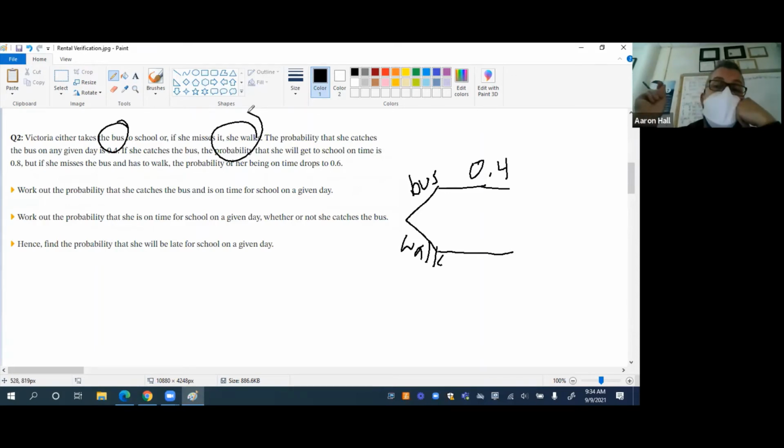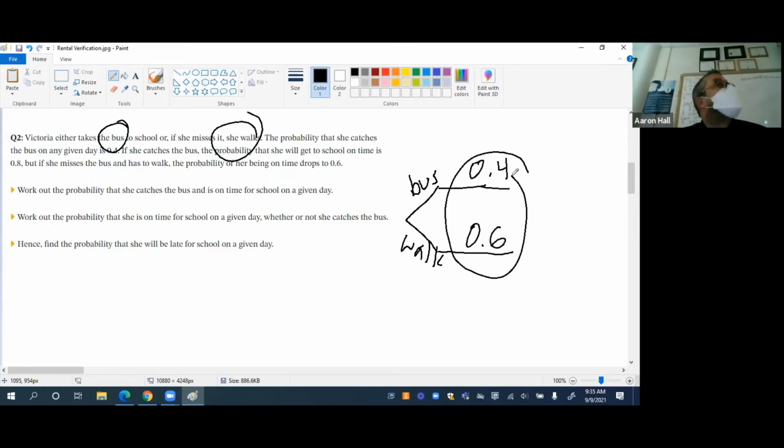So because those are the only choices, if we know the probability of riding the bus, then we should be able to figure out the probability of walking. What is the probability that she walks? Yeah, it's 0.6. So that this adds up to 100%, right? Because there's only two choices. So that better be 100. All right, so actually I don't want to erase that part there.